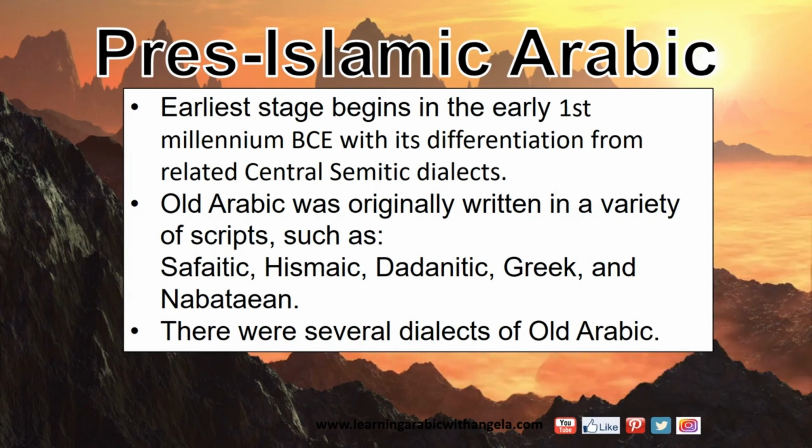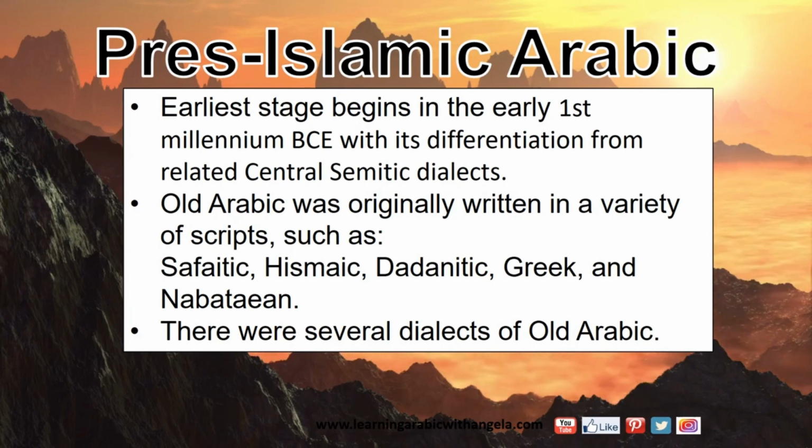Inscriptions in Old Arabic are very few, and linguists presume that the earliest attested stage of the Arabic language begins with its differentiation from related Central Semitic dialects in the Syrian desert in the early 1st millennium BCE until the emergence of the Arab grammatical tradition in the 8th century CE.